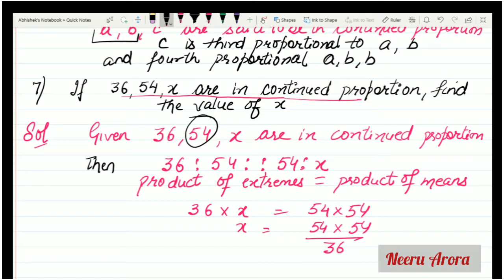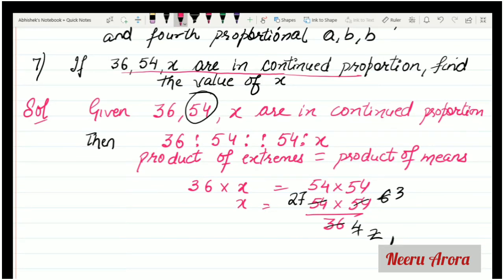Let's do the cutting. 9 4s are 36. 9 6s are 54. Then it is again divisible by 2. 2 3s are 6. 2 2s are 4. Then 2 1s are 2. It is 27. So we get x is equal to 27 into 3. The value of x is 81. So we wanted to find out the value of x. Value of x is 81.